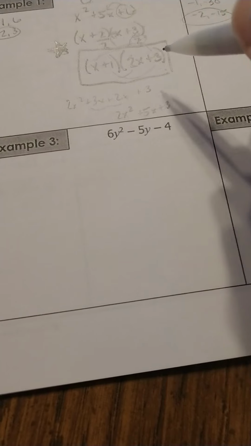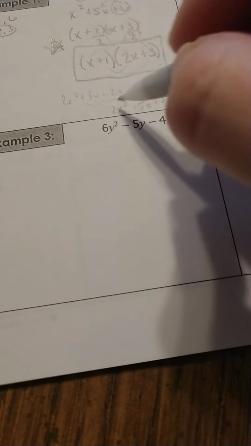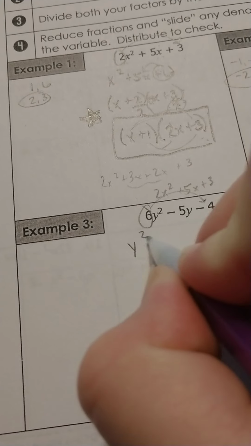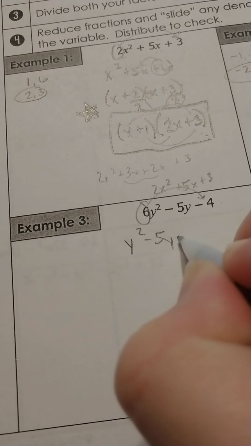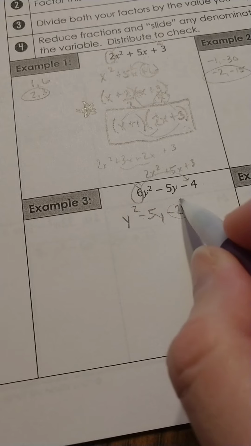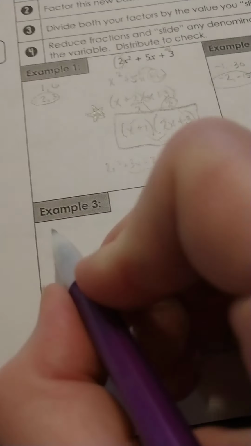So number 3. All right, 6, 5, 4. Anything in common? No. Grab your 6, drag it to the back. So that gives me y squared minus 5y minus 24. I need my factors of -24 that add to give me -5.